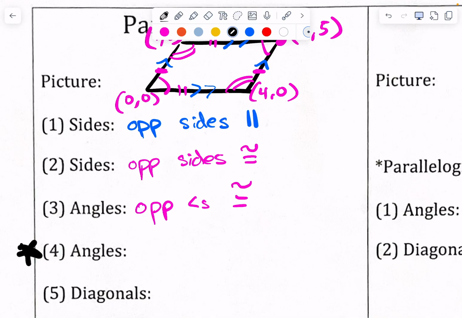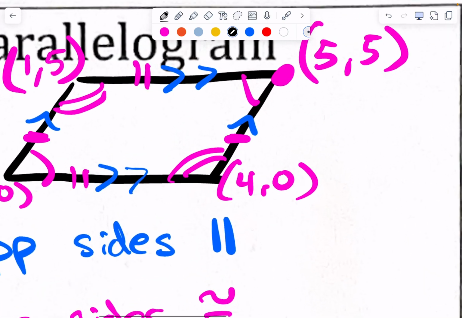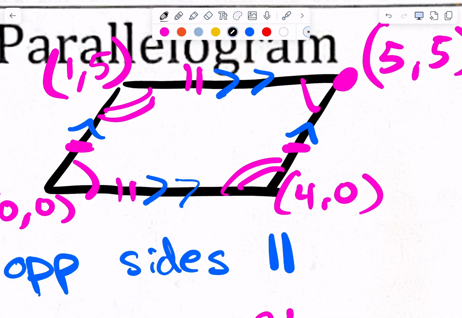Okay. All right. The fourth one I had you put a star by, and it has to do with the angles. Okay, what about the angles? Yeah, consecutive. What does consecutive ones mean?